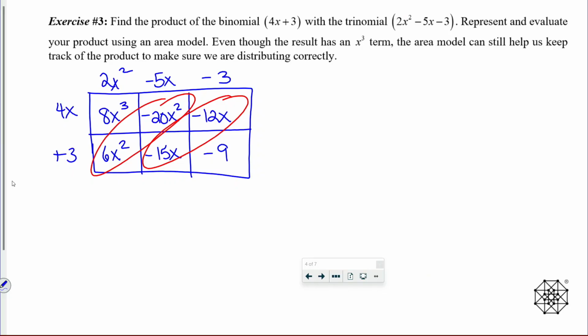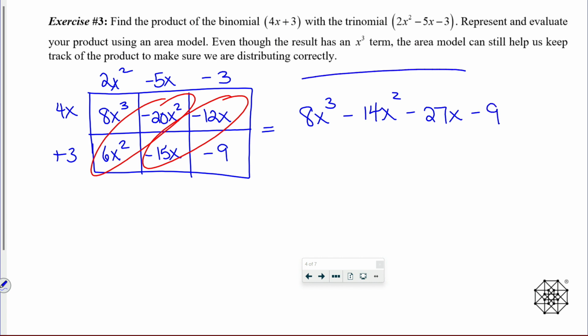All right, so nothing is going to combine with our 8x cubed. But then we have positive 6x squared and negative 20x squared, which is going to net us a negative 14x squared. We have negative 15 and negative 12, which is going to be negative 27x to the first. And then nothing's going to combine with that negative 9.